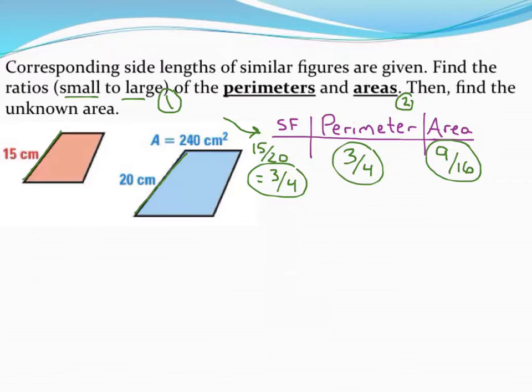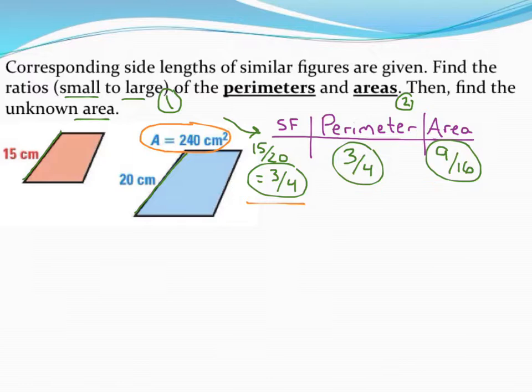Part 2 says, okay, now find the area of the small figure. Well, I can see the area of the larger figure was given to me. The area of the larger figure is 240 square centimeters. So I know the smaller figure will have a smaller area, of course. Well, to do step 2, I'm going to write a proportion. And I'm free to pick any of these ratios to use. However, I want to make sure I pick the appropriate one.